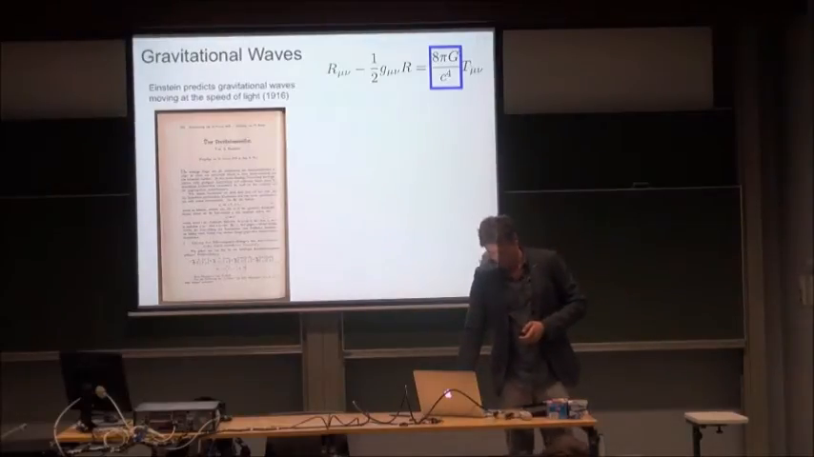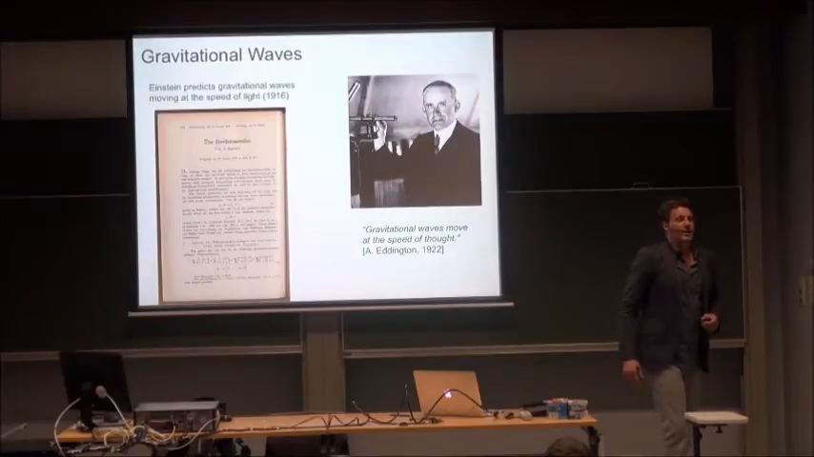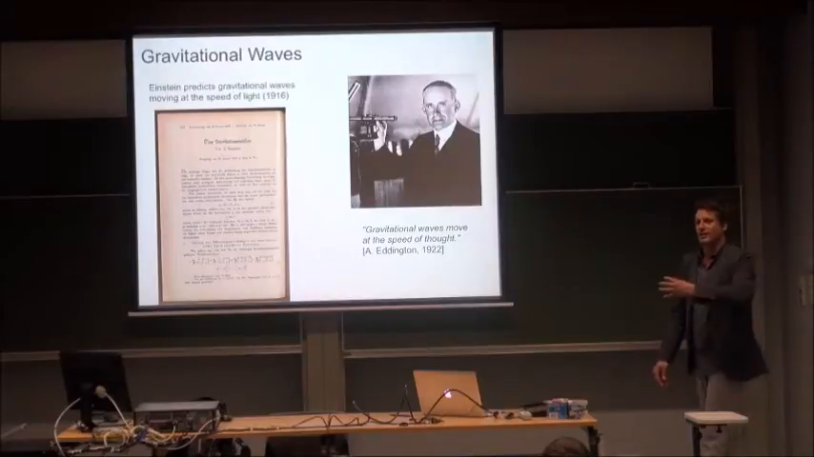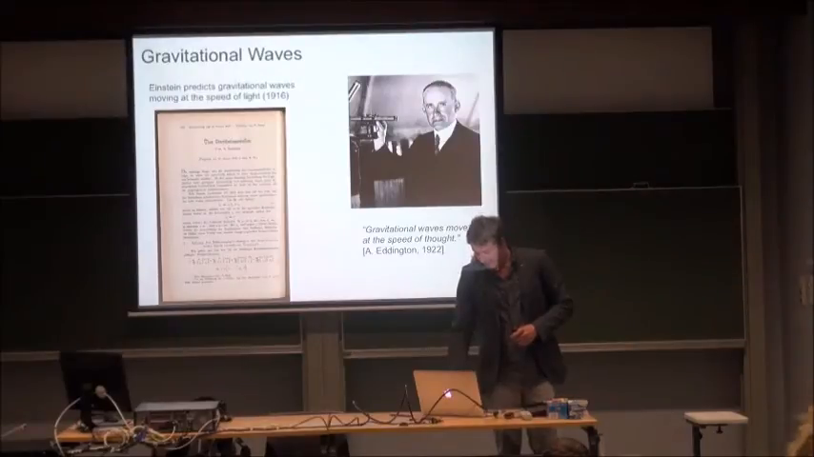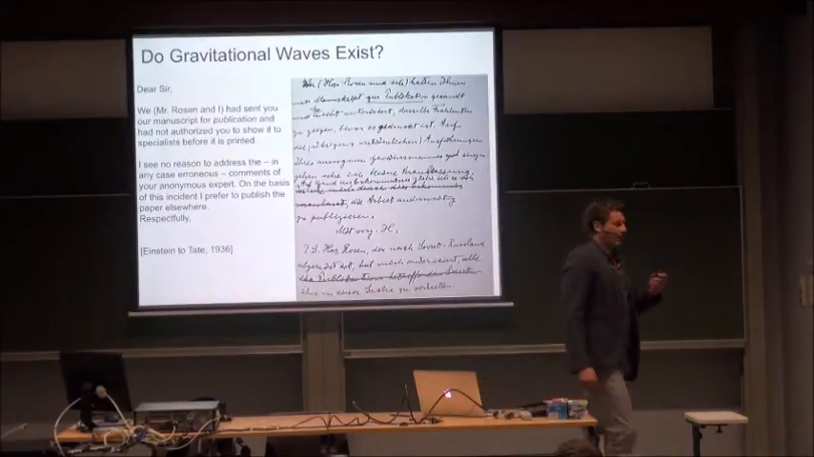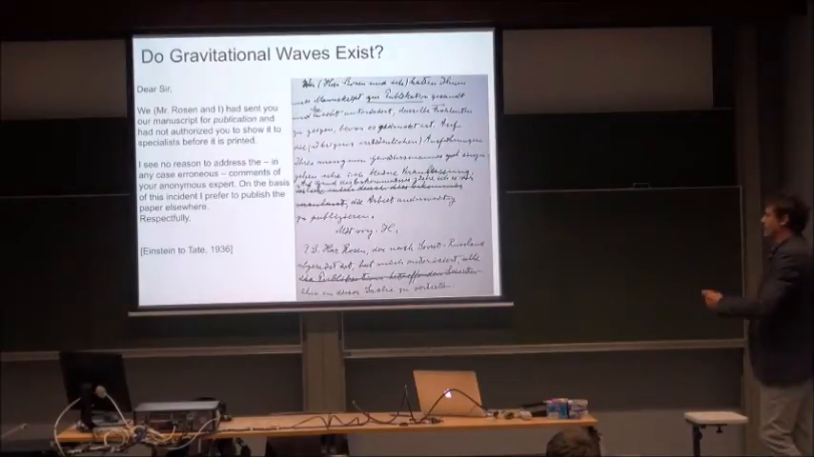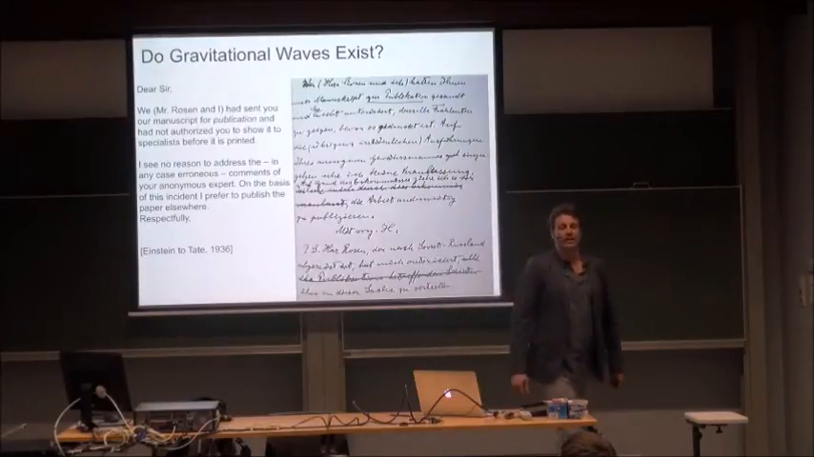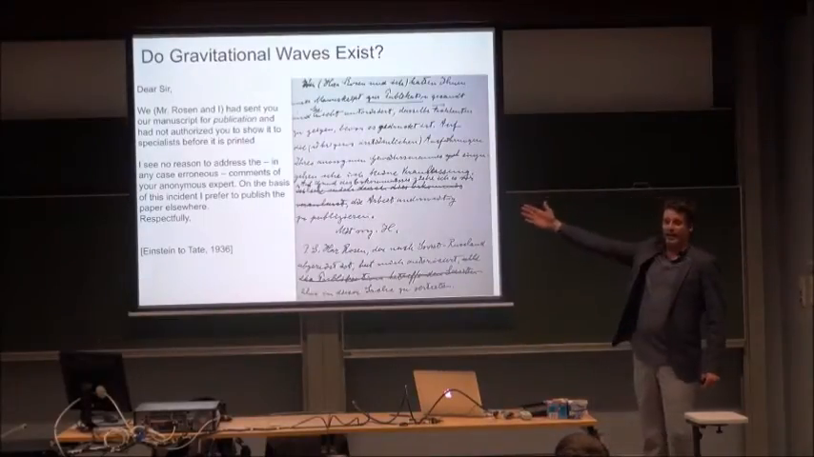Then in 1918, Einstein changed his mind. In 1922, Eddington, famous astronomer, says, well, these gravitational waves, they move at the speed of thought. They come and go. Einstein couldn't decide whether they were real or not, because he was again confused about coordinates and so forth. And even as late as 1936, Einstein and Rosen published a paper saying gravitational waves do not exist. And upon submitting this paper to Physical Review, which at the time is a very good journal, they get the reply from the editor.